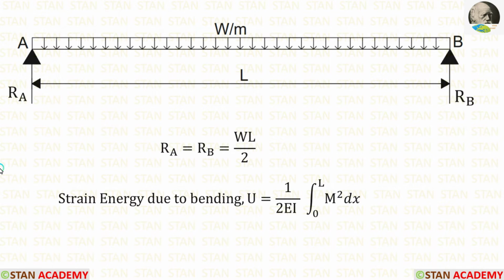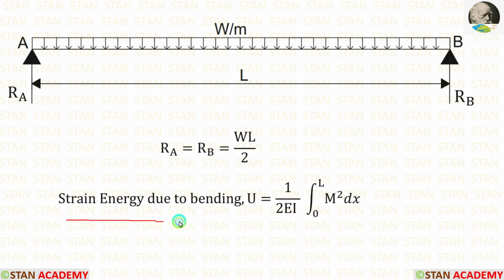Now let us calculate the reactions in this beam. This simply supported beam has symmetrical loading conditions. So RA and RB will be equal to the total load by 2. Here the total load is W into L, because when the UDL comes, we have to multiply with the distance to get the total load. Finally, we are getting RA is equal to RB is equal to WL by 2.